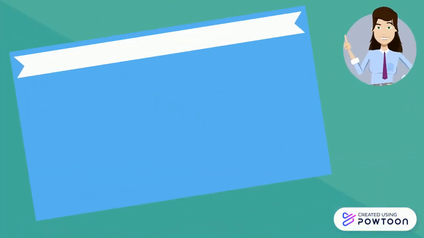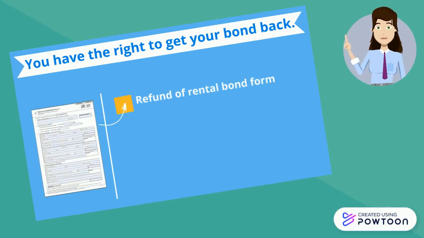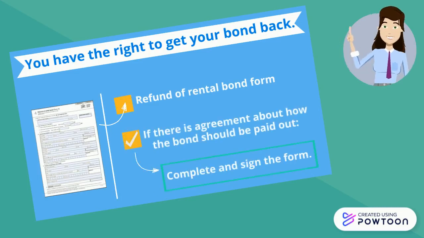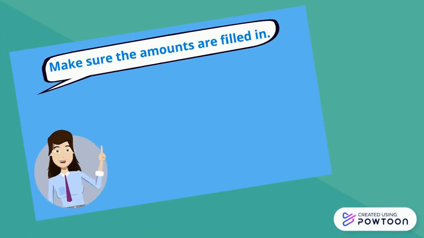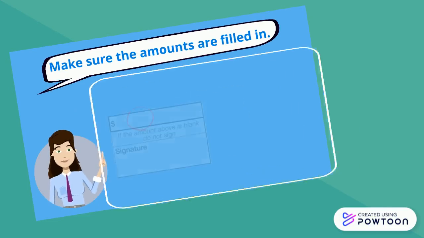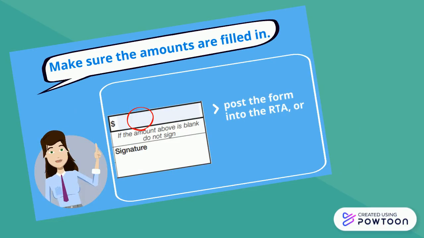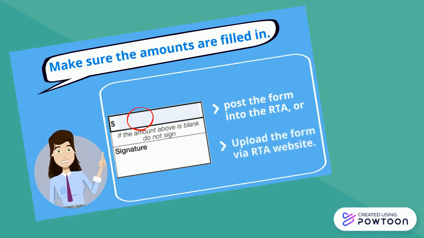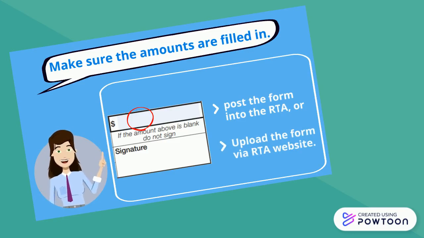When your tenancy ends, you have the right to receive the bond back. If you and your property manager or landlord agree on how the bond is to be paid out, you can jointly complete and sign a refund of rental bond form to authorize the RTA to release the bond. Make sure to fill in the amounts of the bond, as signing a blank form is like signing a blank check. You can then either post the form into the RTA or upload the form via the RTA's website. On average, you will receive your bond refund within 5 days of the RTA receiving your completed form.